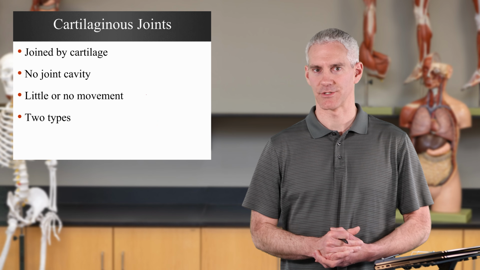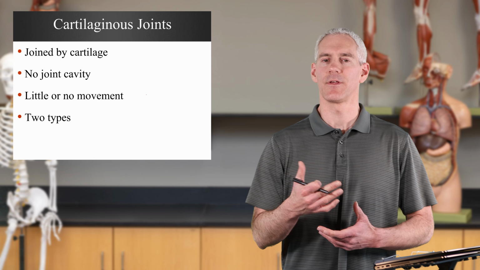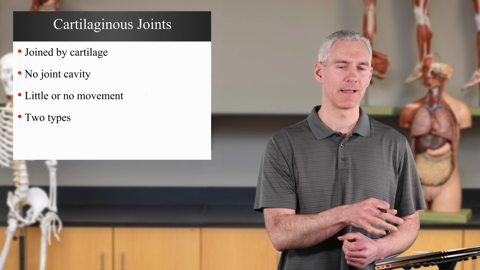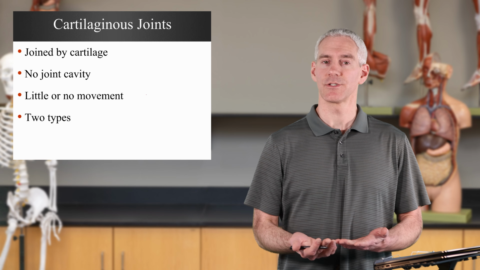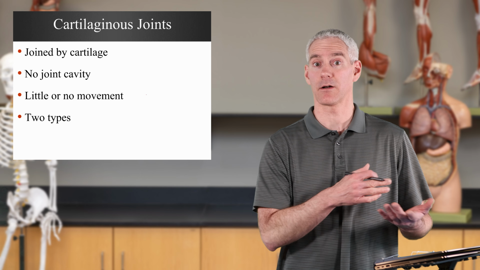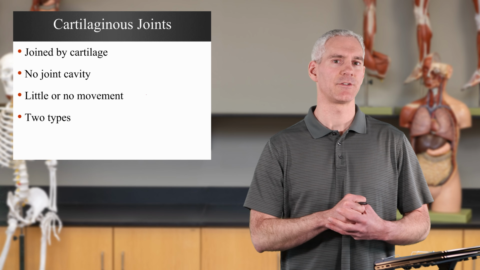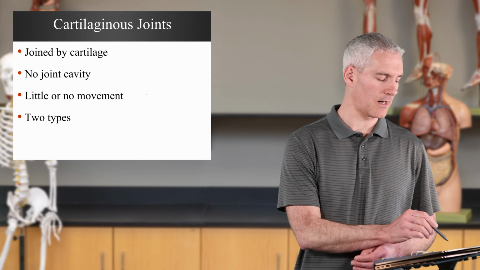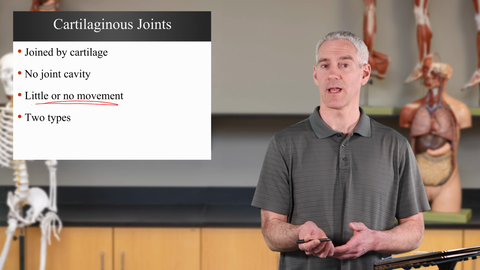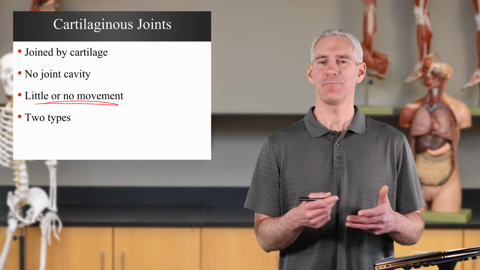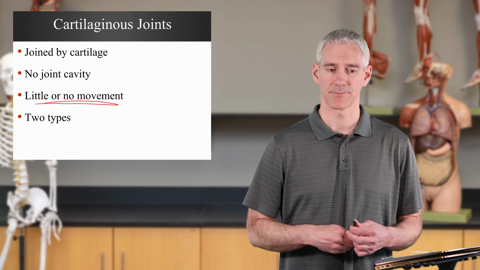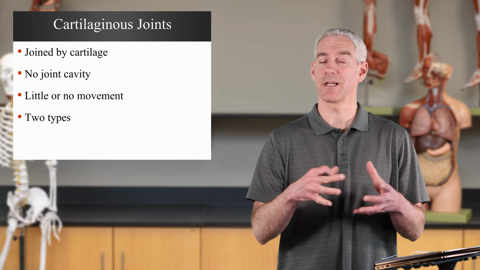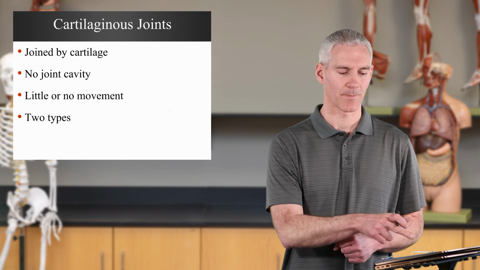Let's move into cartilaginous joints. Now this is the second of the 3 main functional categories. We've already covered fibrous, now it's time for cartilaginous. Cartilaginous joints, just like the name implies, are made of cartilage. Now these do not have joint cavities either. So cartilaginous, no joint cavities. Most of them are little to no movement. So again, similar to the fibrous, they're really not meant to have a lot of movement. Some of them don't even have any movement. And there will be a total of 2 different subcategories here. So we'll have 2 different types of cartilaginous joints.